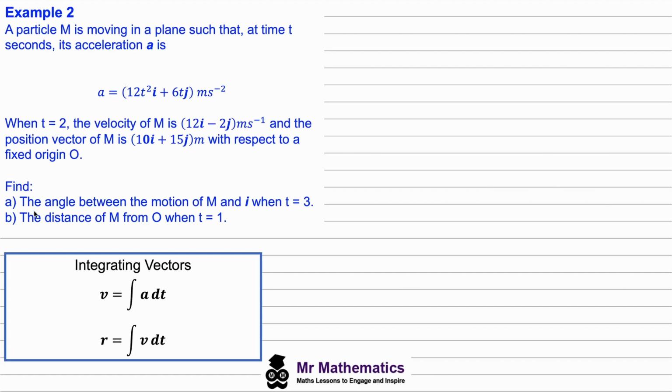In part A, we've been asked to work out the angle between the motion of m and the i component when t equals 3, and then for part B, to find the distance of m from O when t equals 1.